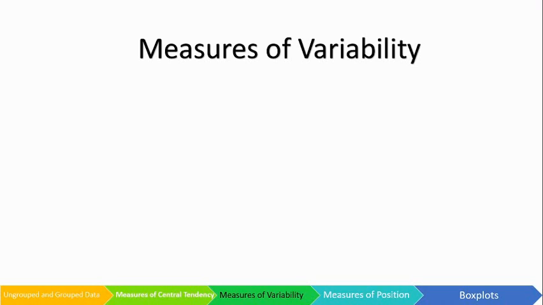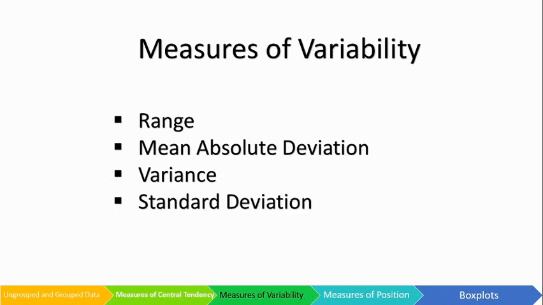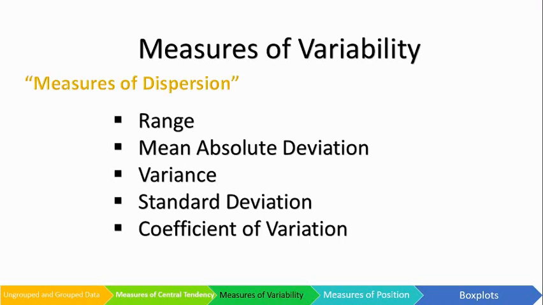And these are the range, the mean absolute deviation, variance, standard deviation, and the coefficient of variation. The other names for these characteristics are measures of dispersion or measures of spread.